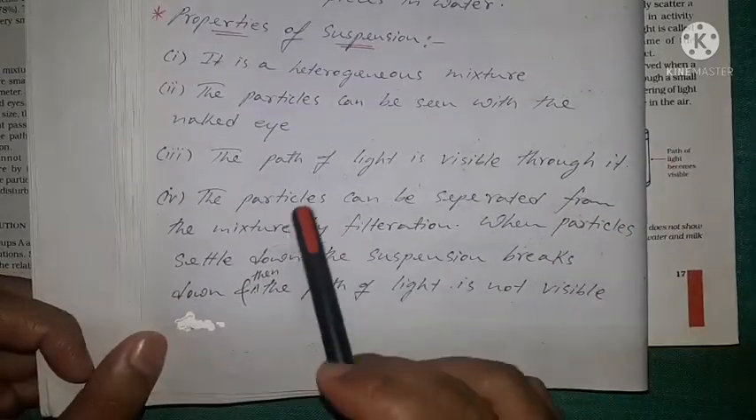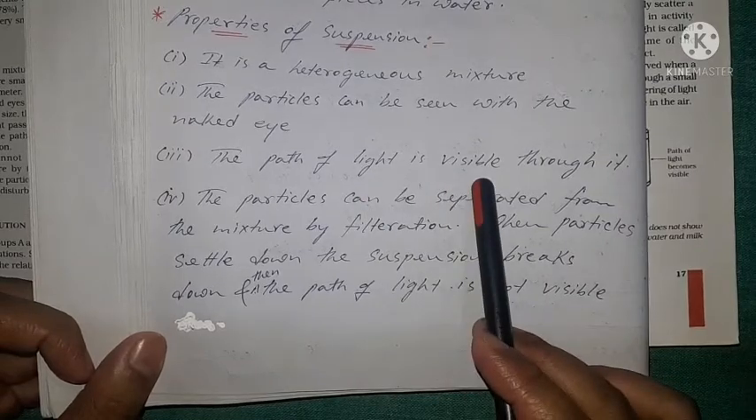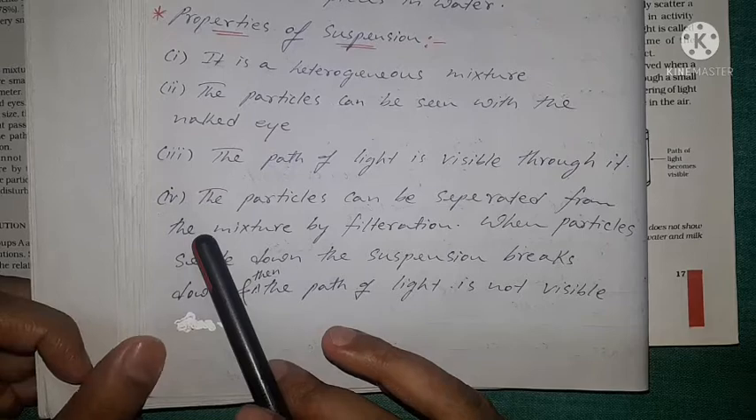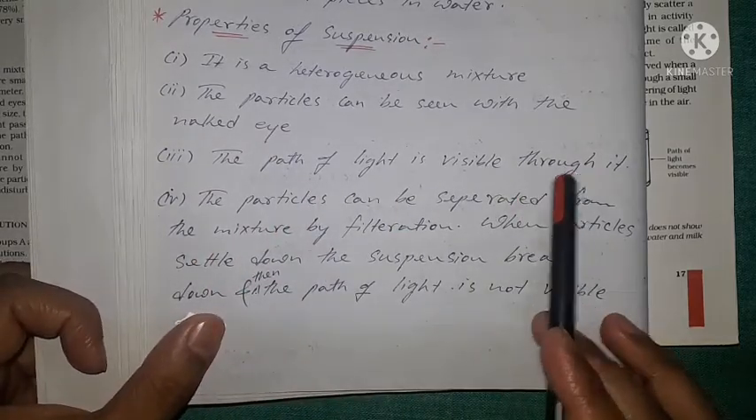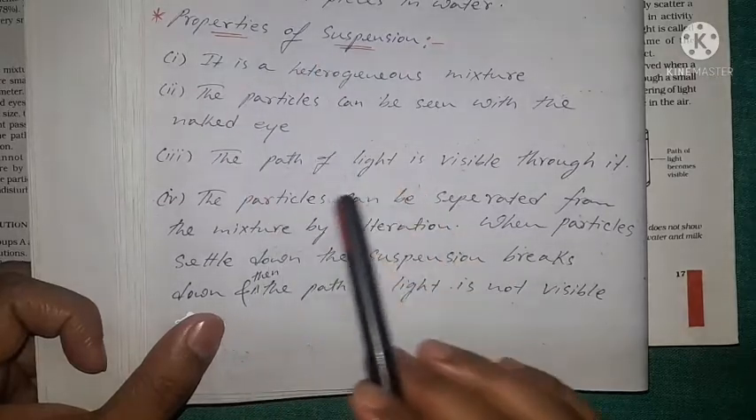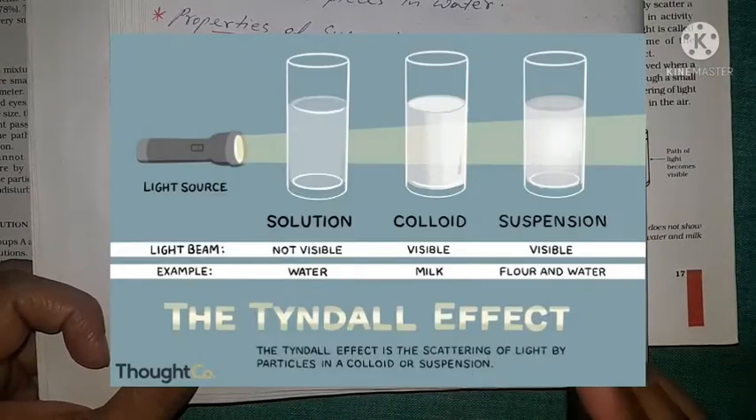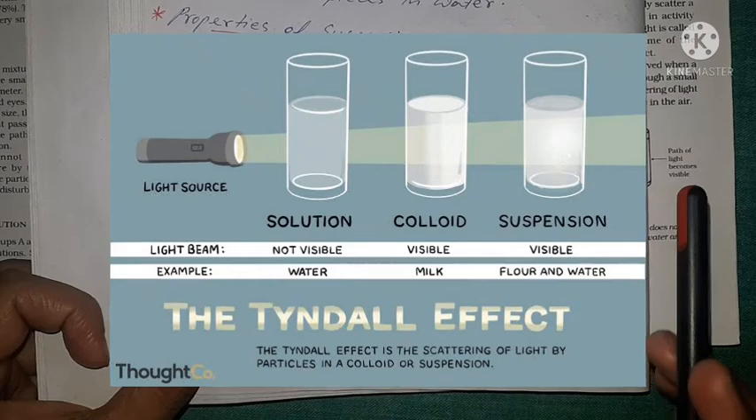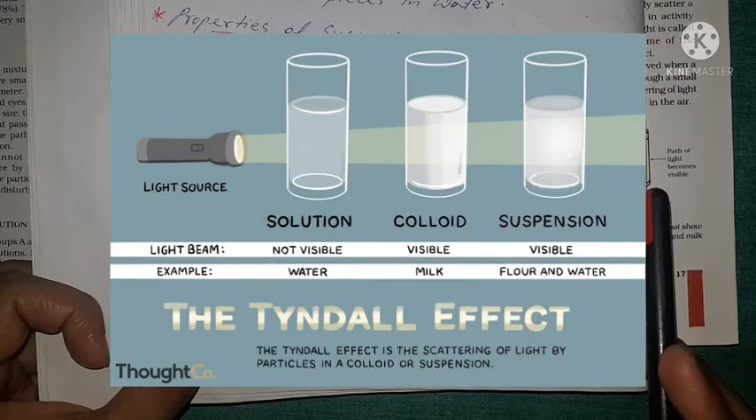The path of the light is visible through it. That means it scatters the beam of light, so therefore the path of the light is visible through it. If you remember earlier, the path of light in a solution is not visible, but the path of light in a suspension is visible, as we can see in the picture. In the solution, the path of light is not visible, and in the suspension, the path of light is visible, and also in the colloidal solution, the path of light is visible.